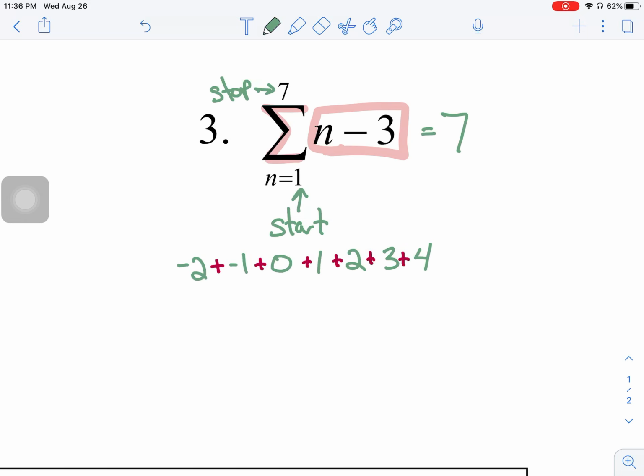That's not too bad as long as the sum is relatively small and the start value and end value are relatively close together.